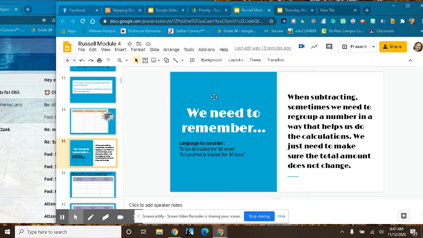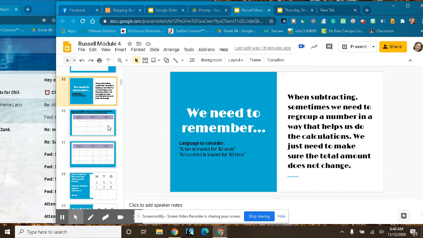So when subtracting, sometimes we need to regroup a number in a way that helps us do the calculations. We just need to make sure the total amount does not change. If you have a $100 bill and you bring it to the bank and you ask for 10 tens, do you still have $100? That is what this is saying. We're not changing the total amount. We're just trading in for a different form of the same amount.